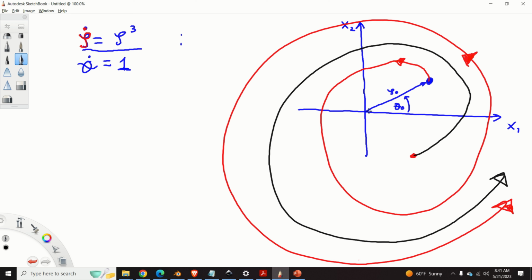This implies that the equilibrium point is unstable. And this is the main conclusion of this example. To repeat, for the linearized system, its eigenvalues were on the imaginary axis. This implies that the equilibrium point of the linearized system is stable. However, we have seen that the nonlinear system is unstable.